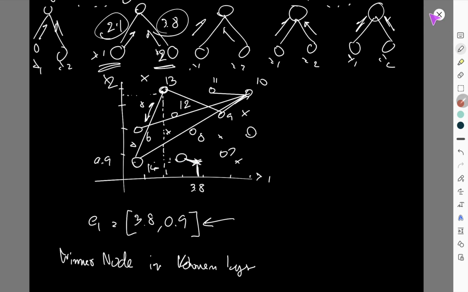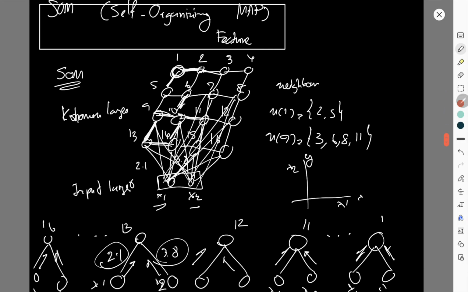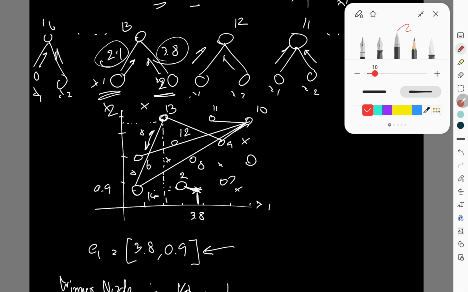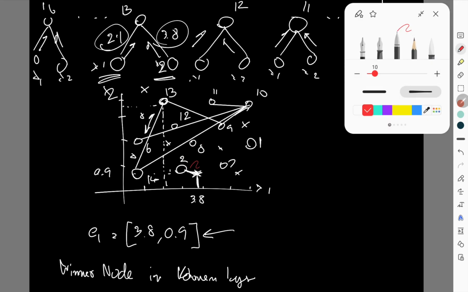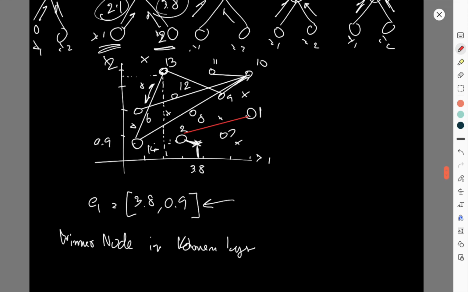For example, if this is node number 2, the winner node is node number 2, and it is connected to 1, 3, and 6. I will draw it using red. Node 2 connects to node 1, which we don't have yet, so I will draw it. This is the connection of the neighbors to the winner node. 2 connects to 1, 6, and 3. We don't have 3 yet, so I will draw it somewhere.